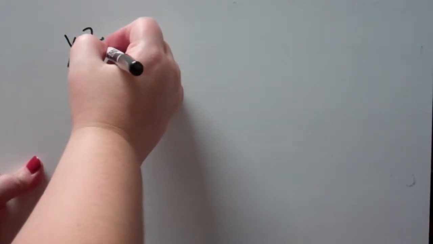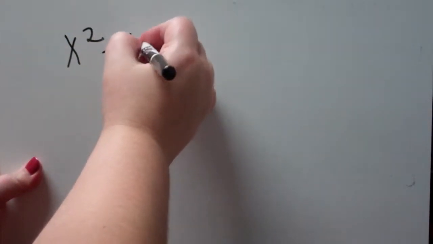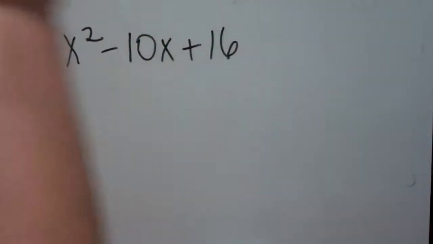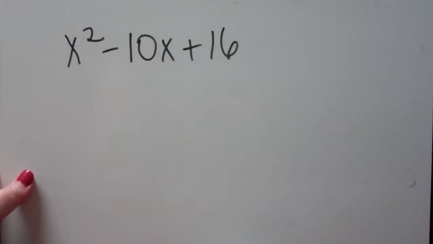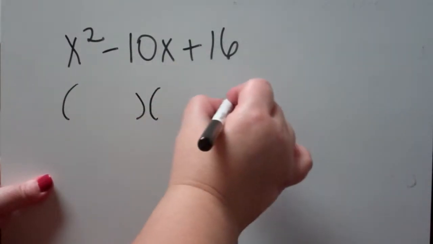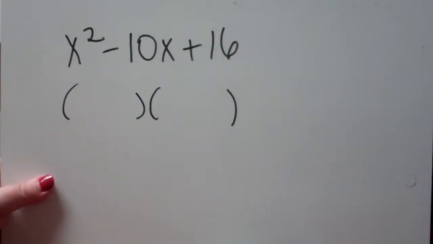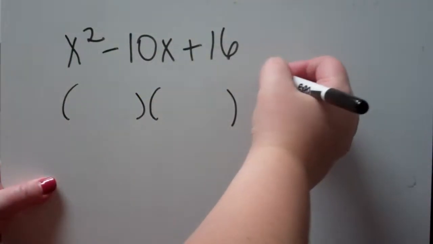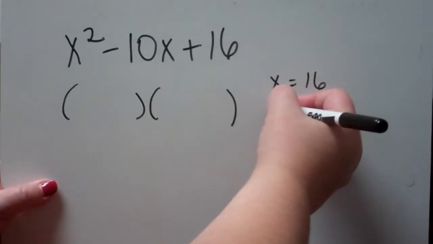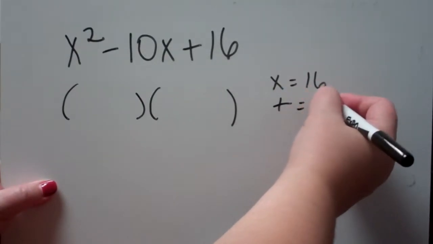So let's do x squared minus 10x plus 16. So ask yourself the question, what two numbers are going to multiply to equal 16 and add to equal negative 10?